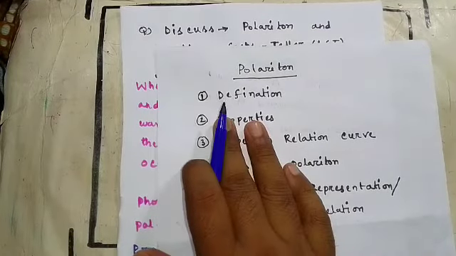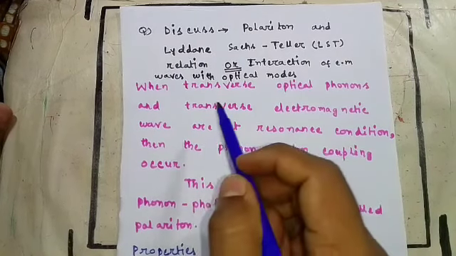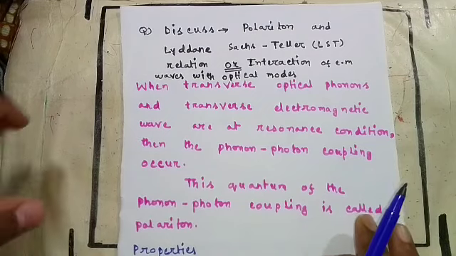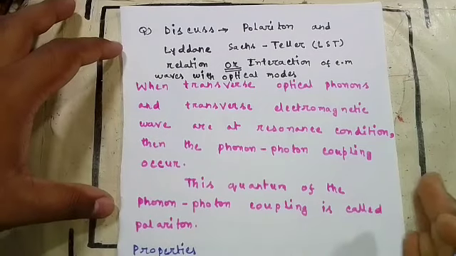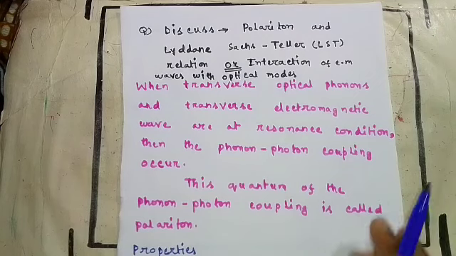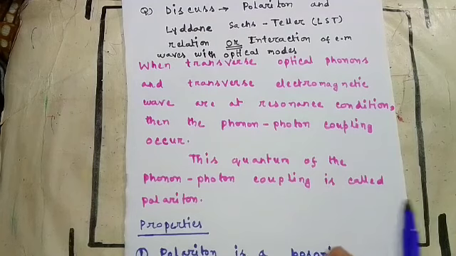Our first topic is definition. So what is polariton? When transverse optical phonons and transverse electromagnetic waves are at resonance condition, then phonon-photon coupling occurs. This quantum of the phonon-photon coupling is called polariton.